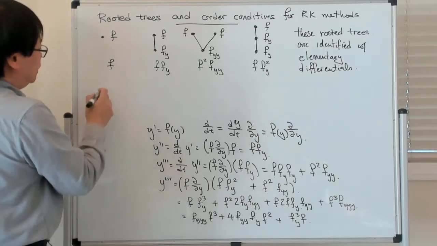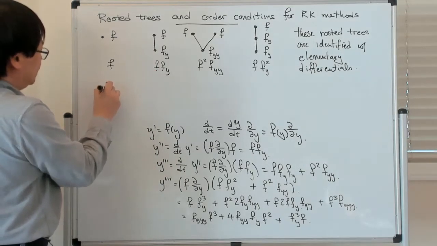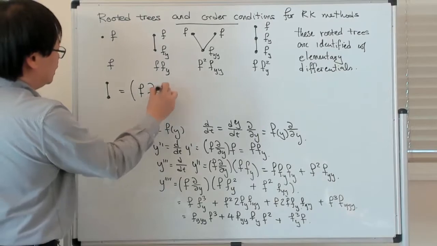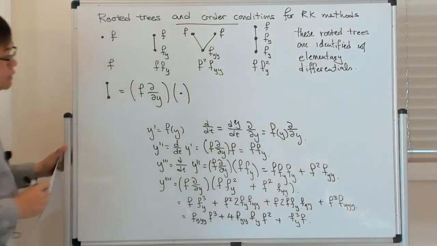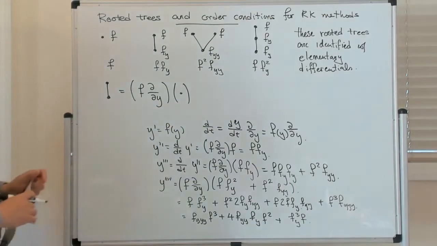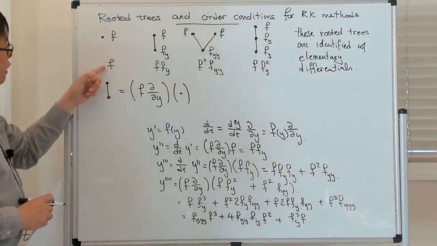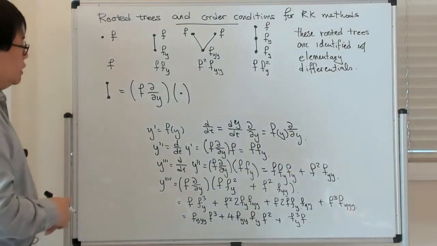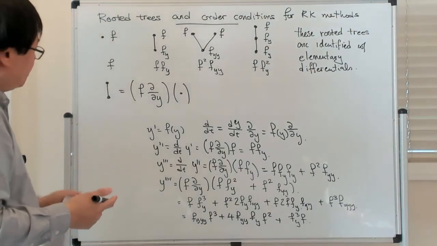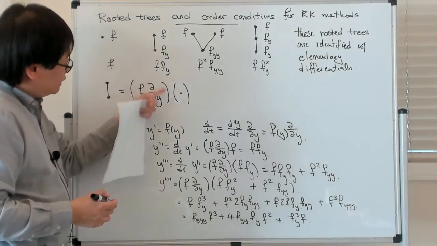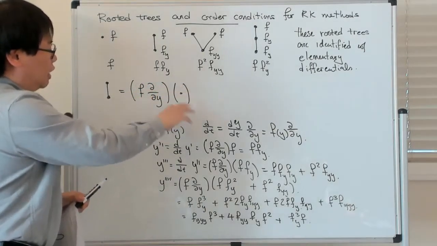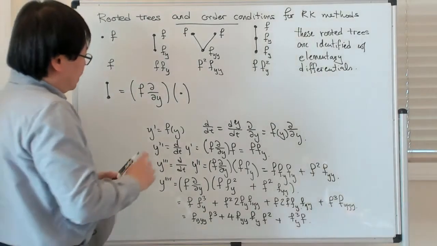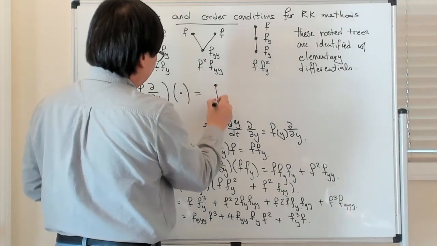So what do we have here? What we really have is that this thing is essentially f d/dy applied to this rooted tree. I'm going to think of this dot as being identified with f here, and we know that's this thing here. So you have an f, and then you have a dy term, and this is acting on some tree. So what is happening? The claim, of course, is that it's this thing.